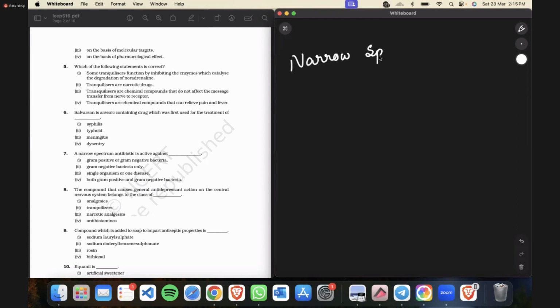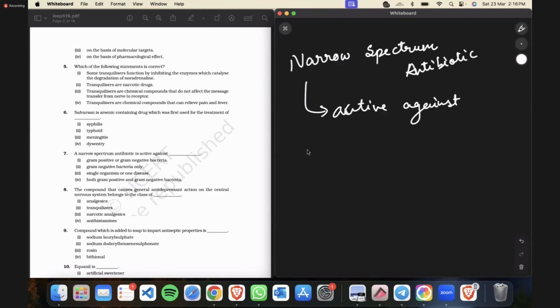Narrow spectrum antibiotic. It works, active against gram positive and gram negative bacteria.